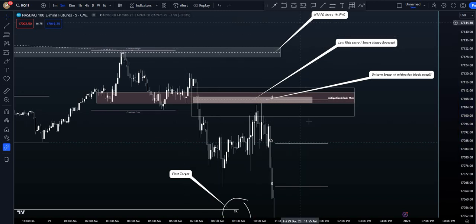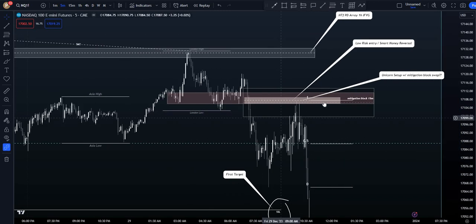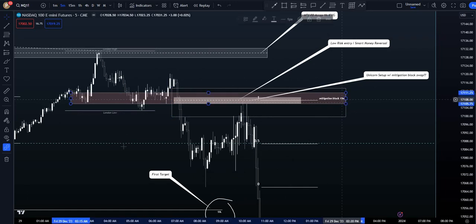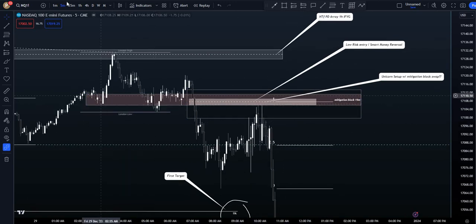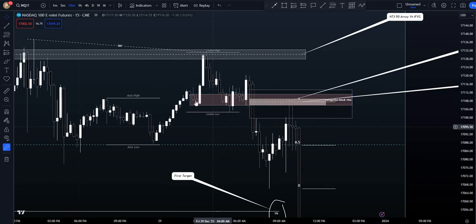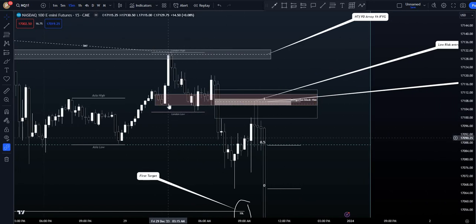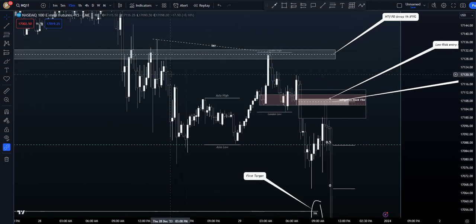Now in the OTE zone, we see we have a mitigation block, a 15-minute mitigation block. Now, why would this not be a breaker? Why would this 15-minute mitigation block right here not be a breaker, right? You may ask yourself that. The reason is, we do not have any liquidation to the buy side.